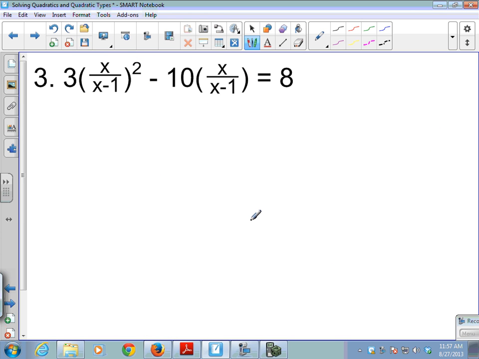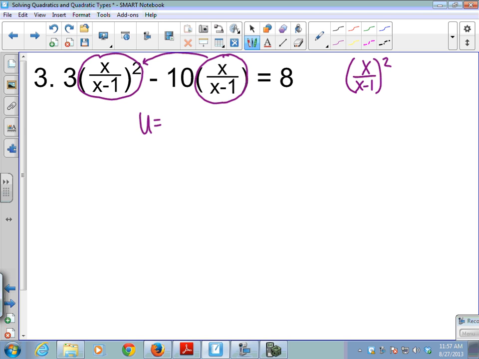Okay, number 3. This one looks pretty complicated, but it's really not too bad. So I'm going to check to make sure. Here's my middle variable, or what we're calling a variable. So x over x minus 1. If I take that and square it, I do end up with this whole thing just squared in the front. Okay, so our method is going to work, and so I'm going to let u be the middle term, so x over x minus 1.